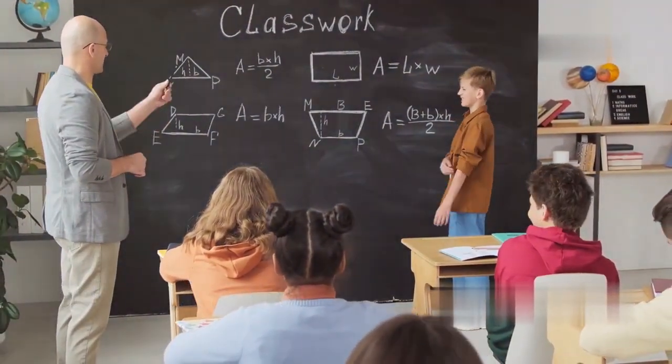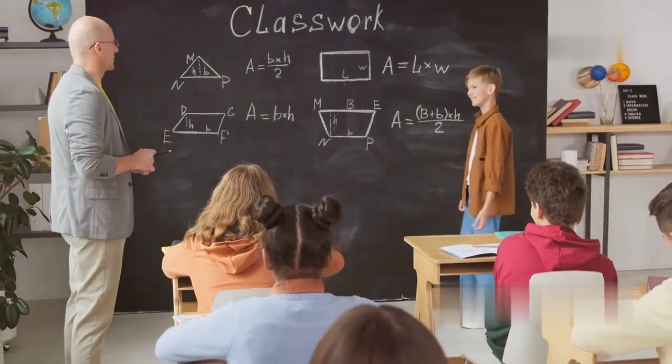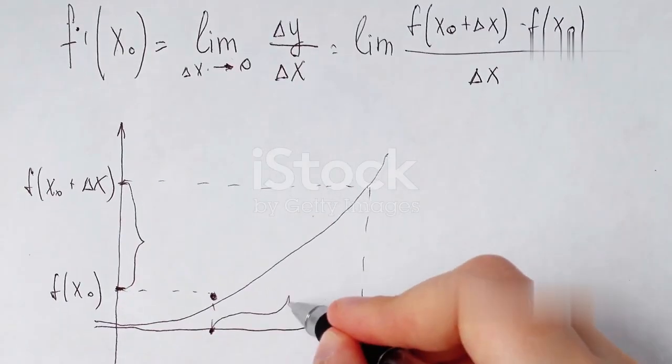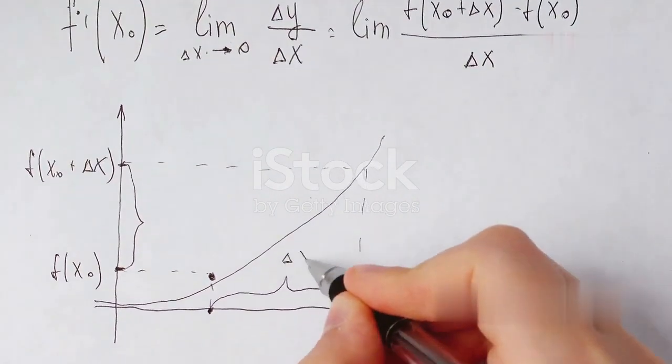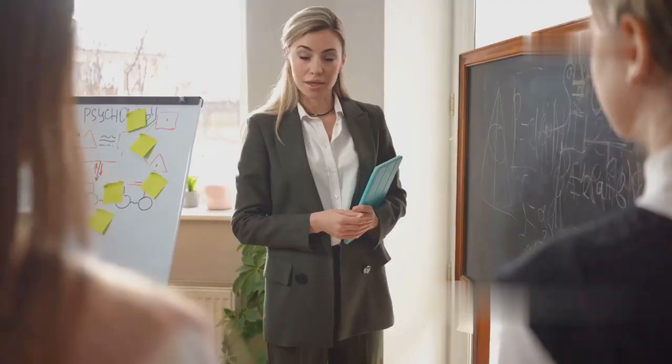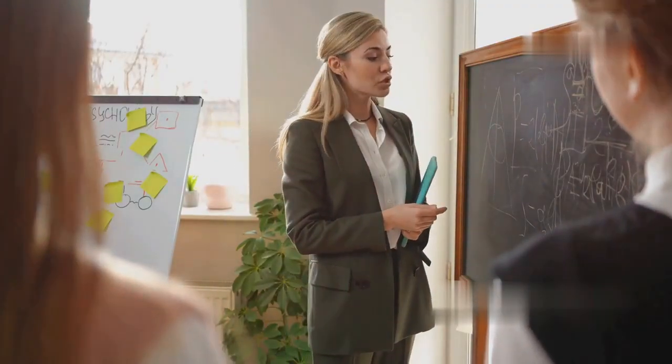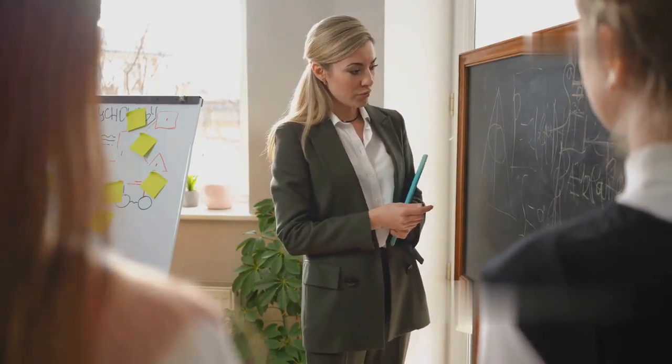One way to test whether a graph represents a function is to use the vertical line test. If a vertical line crosses the graph at more than one point, the graph does not represent a function. In conclusion, these rules help determine whether a mathematical relationship qualifies as a function.